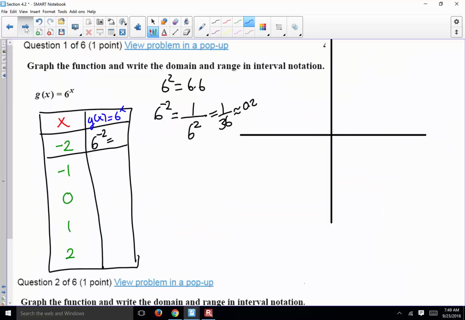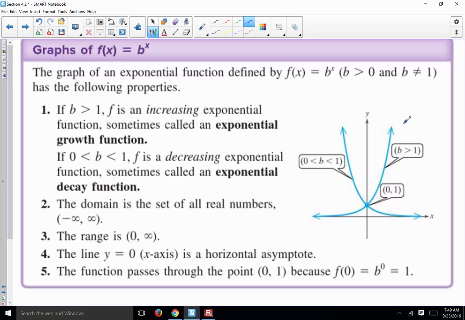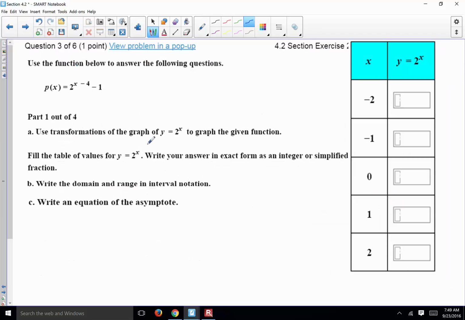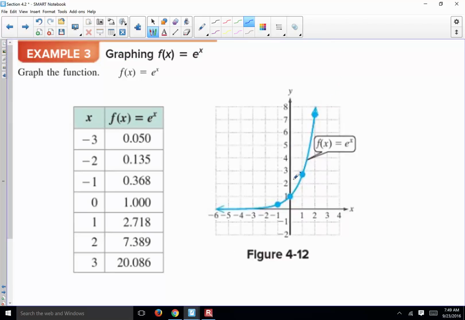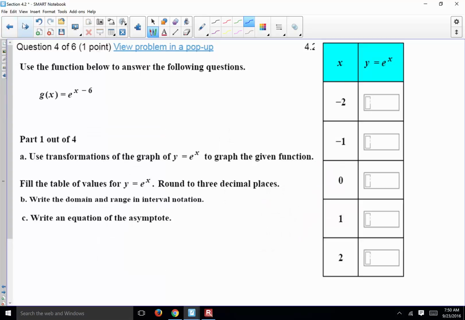We have sketched them, and we notice that you get either a growing graph, a rising graph to the right side, or a sliding graph to the right side. This is decay, depending on the number on the base. If the number is more than 1, it's growing. If the number is less than 1, it's decaying. And we sketched a transformation graph, and we have learned about the number e. It's roughly 2.7, and we have learned its graph. It's a growing graph because 2.7 is more than 1. And we sketched the transformation of e to the x.